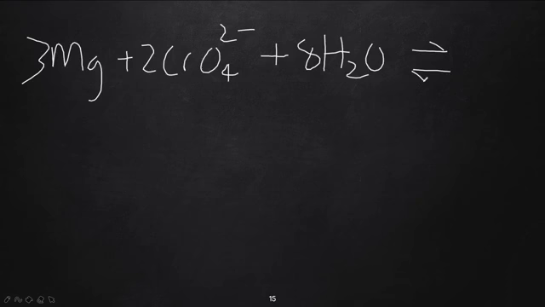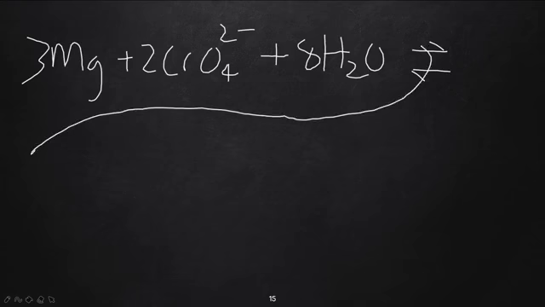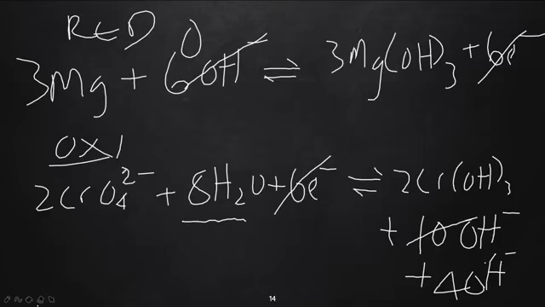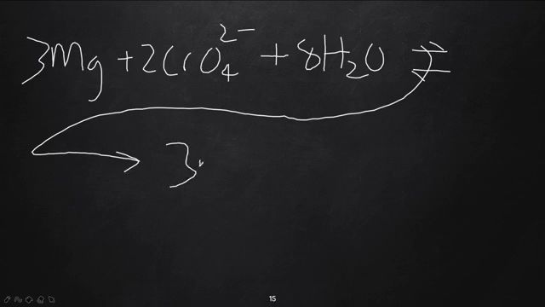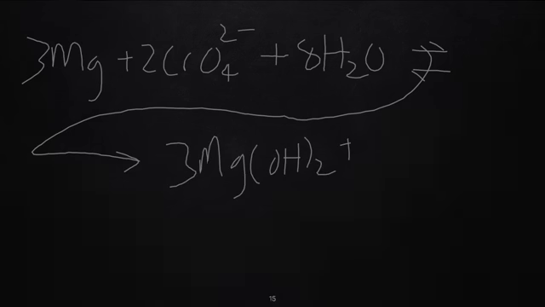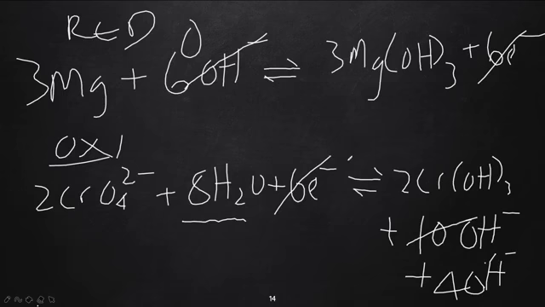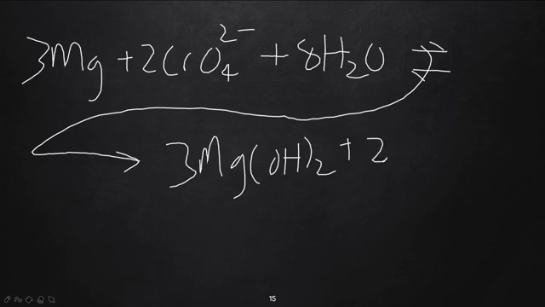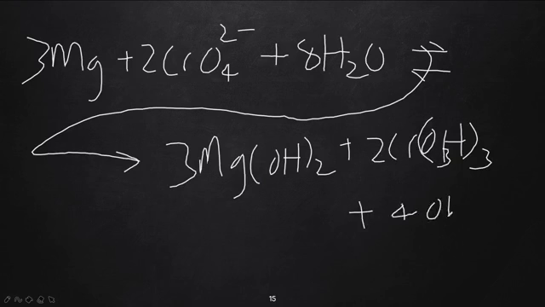Let's start with the magnesium hydroxide. That's 3 magnesium hydroxide, 3 Mg(OH)2, plus 2 chromium hydroxide, 2 Cr(OH)3, plus also 4 OH minus.